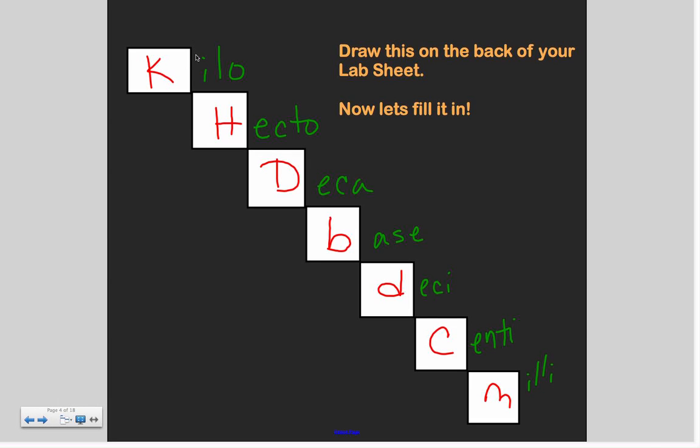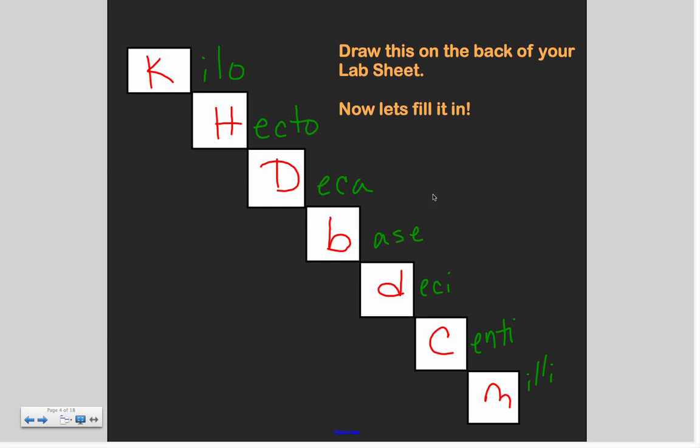So on your paper, probably on the back of the pictures that go with your notes today, you'll have this little stair step, and we're going to put those letters that were on the second slide, the KHDBDCM, in the white boxes, and then we're going to write what their prefix is out to the side. So the K is for kilo. The H is for hecto. We usually don't use this one. This is mainly done in the medical field.